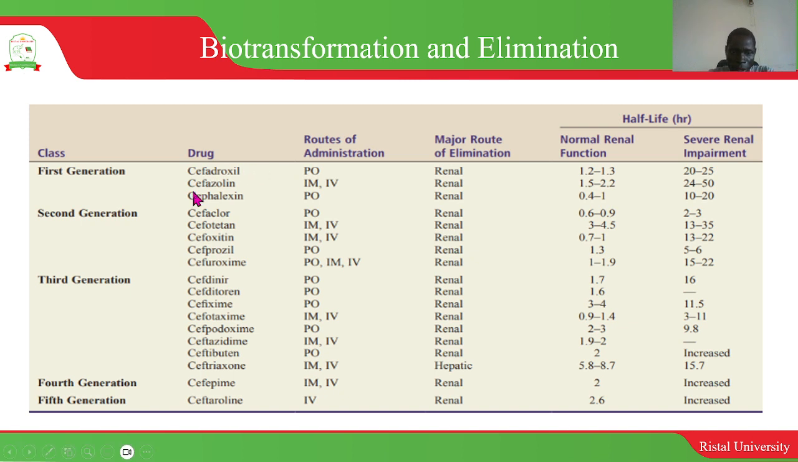Let's look at this table on biotransformation and elimination routes. We have the class of the drugs here, and then we have the example. So this table is important because it has given even quite a range of examples within the different generation groups with all their routes of administration, okay, and then even the major routes of elimination. You can see all of them are just renal, except here the ceftriaxone, which is a third generation cephalosporin, which we said is eliminated through hepatic route, and then the normal renal function.